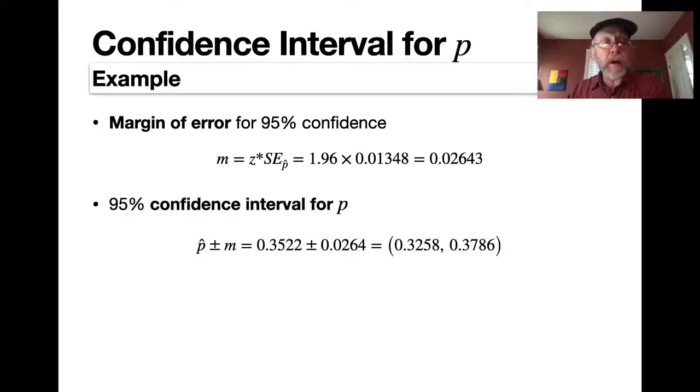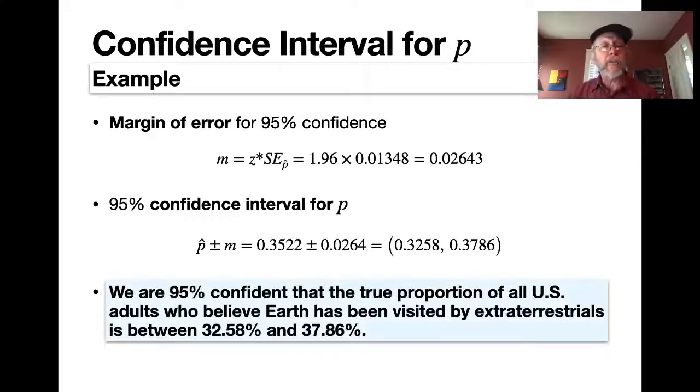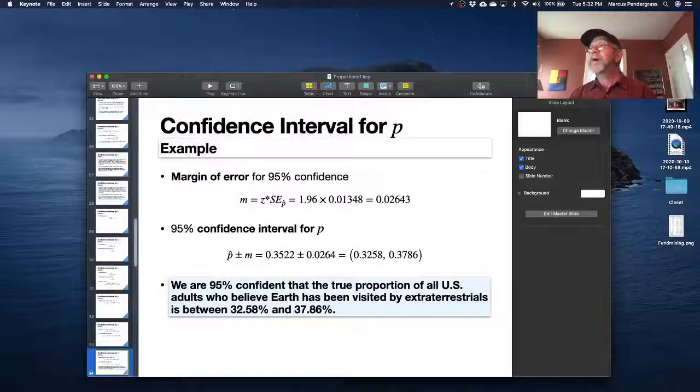The 95% confidence interval for our true proportion then is our point estimate, p hat, 0.3522, plus or minus our margin of error, 0.0264. So that turns out to extend from about 0.3258 up to 0.3786. So in everyday language, we're 95% confident that the true proportion of all U.S. adults who believe that Earth has been visited by extraterrestrials in the past is between 32.58% and 37.88%.